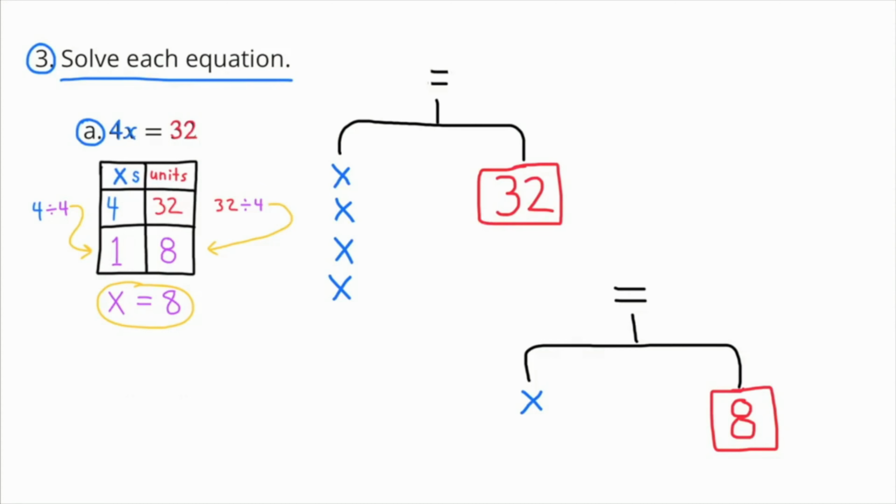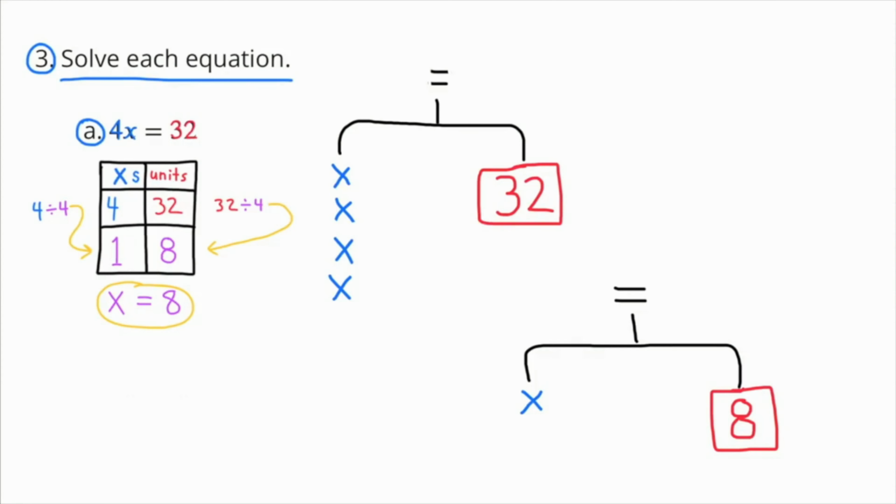To figure out what 1 x is worth, I needed to divide 4 by 4. That gives me 1 x. Since I divided the number of x's by 4, I need to divide the number of units by 4. So 32 divided by 4 equals 8. So 1x equals 8. I also drew a couple hangers.